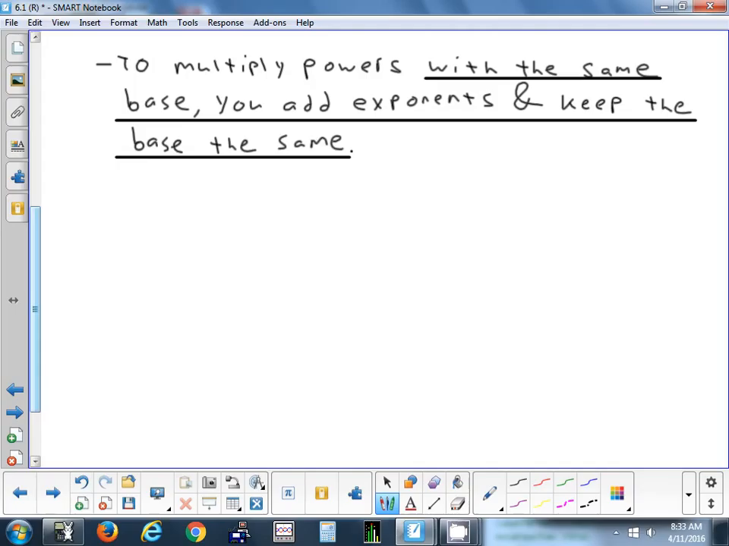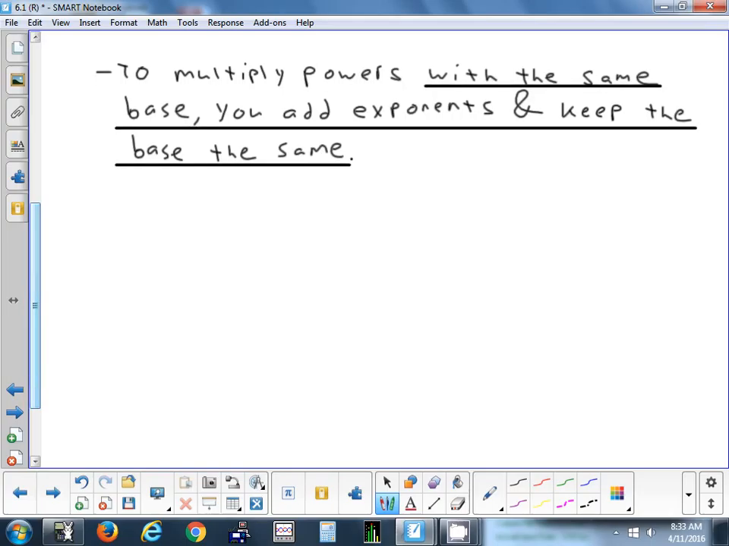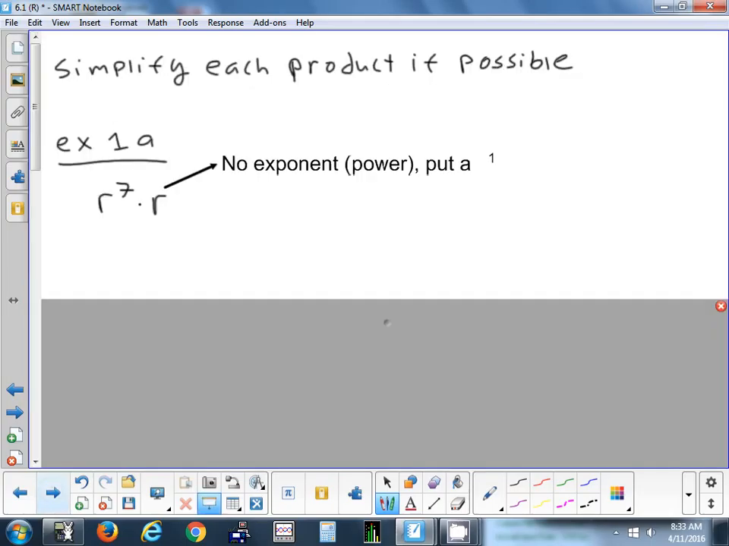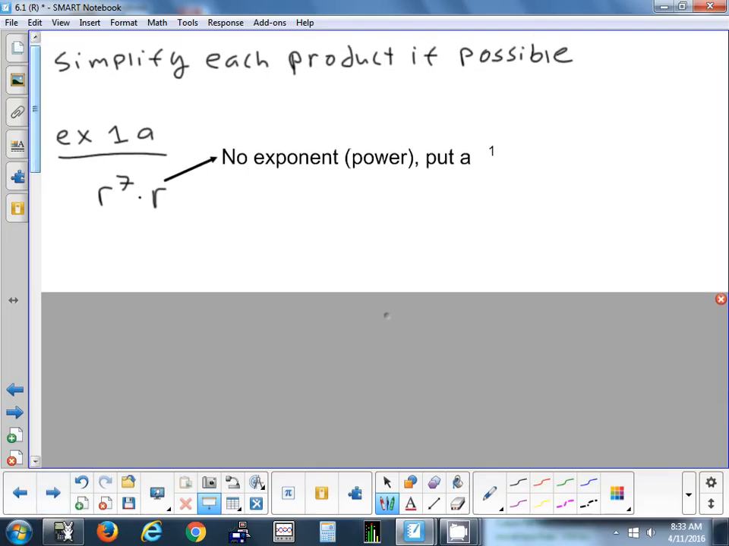So, to multiply powers with the same base, add the exponents. Keep the base the same. We'll take a look at a couple of examples. You don't have the examples written on your sheet, so I don't want you to go ahead. You have to write them down.